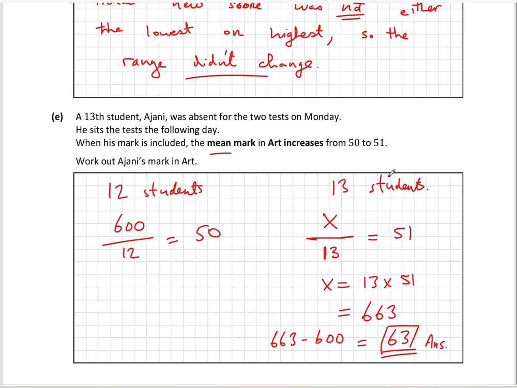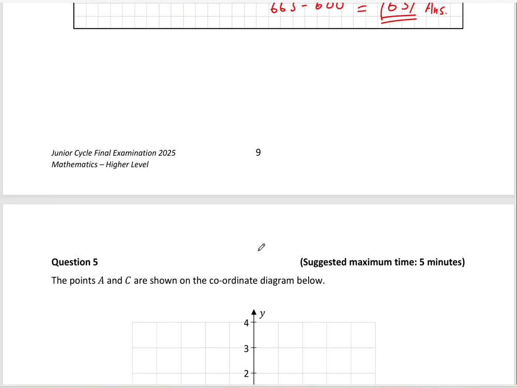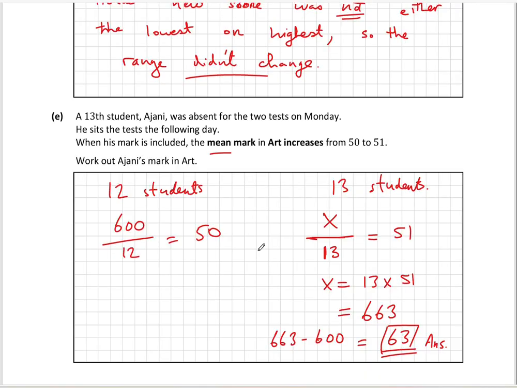Okay, so all I needed to do was work out the new total and then using the old total of 600, take 600 away from 663. That's Ajani's mark. Okay, so that's my answer. And that's it for question 4.